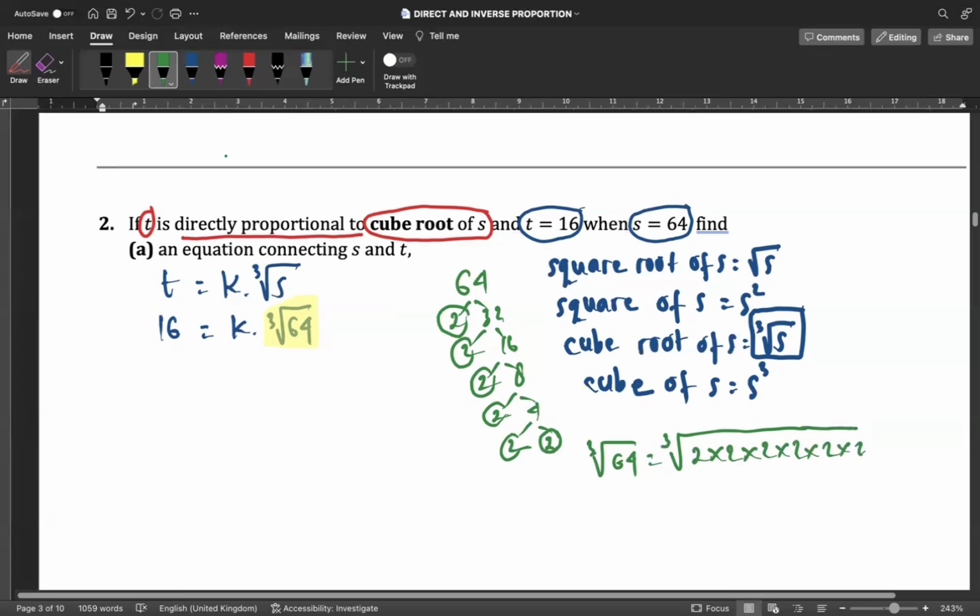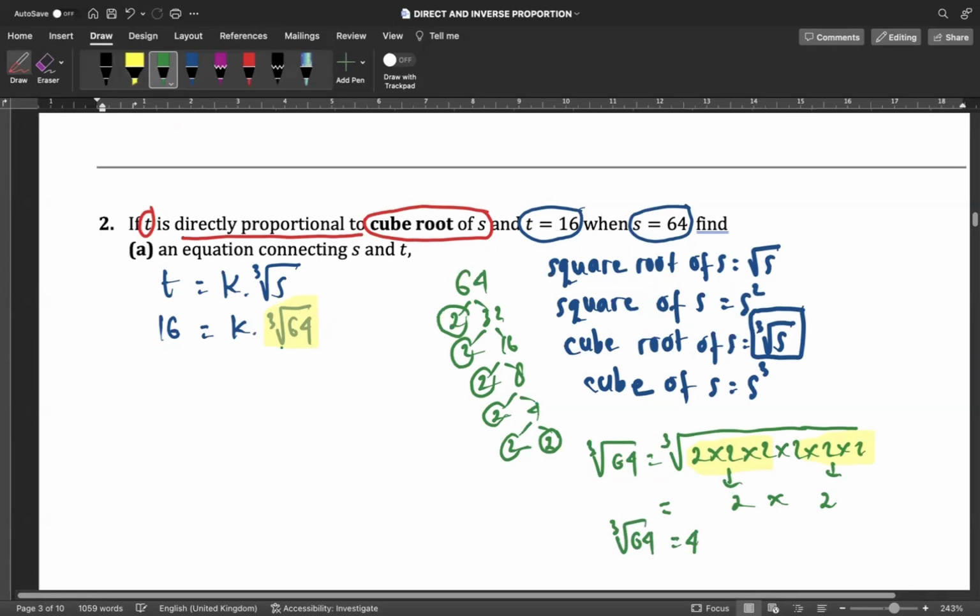Let's group the three same numbers. How many groups do we have? Let's count. This is the first group and this is the second group. After that, let's take out one number from each group. So from here we know that the cube root of 64 is 2 times 2, which is 4.